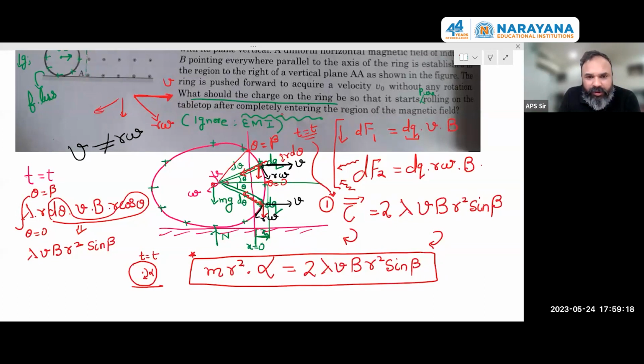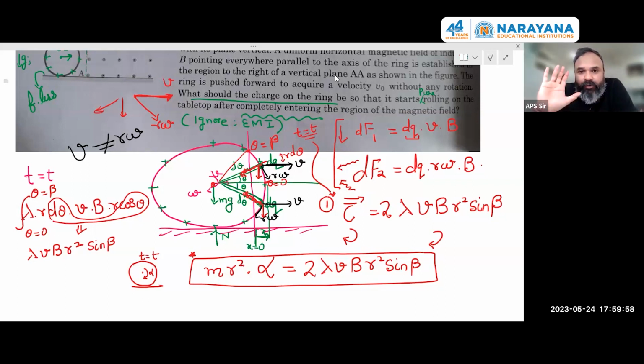And while I'm writing torque about the center, this force and this force cannot provide torque. You got the point? On a differential charge, which is on the periphery of the ring, we have two velocity vectors, one because of translation, one because of rotation. So instead of taking the net velocity and doing qv cross B, I have decomposed my velocity into two separate parts. Why have I done that? Because I wanted to take only those magnetic forces which are able to provide torque about the center of mass at that point of time.